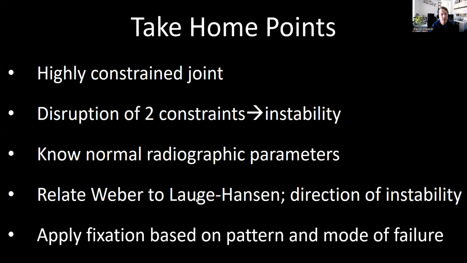And remember to apply the fixation based on the fracture pattern and the mode of failure in that direction of talar displacement.